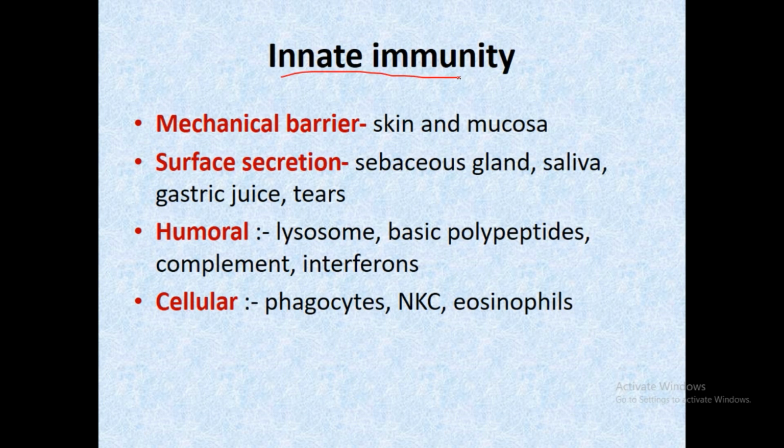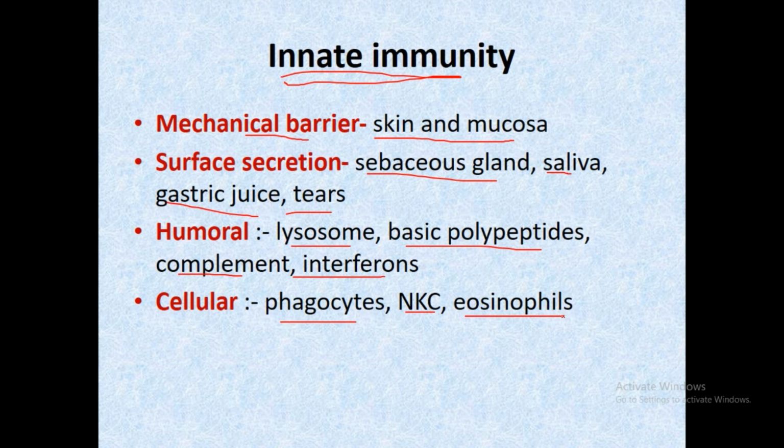First of all, innate immunity. The immunity which is present since birth, or inborn immunity. Mechanical barriers: skin and mucosa. Surface secretions: sebaceous glands, saliva, gastric juice and tears. Humoral: lysosomes, basic polypeptides, complement, interferons, etc. Cellular: phagocytes, natural killer cells, eosinophils. So these all are present since birth, so this immunity is known as innate immunity.